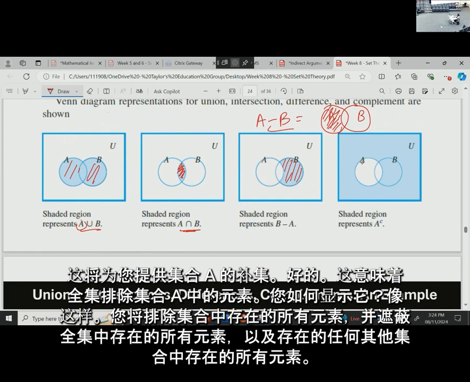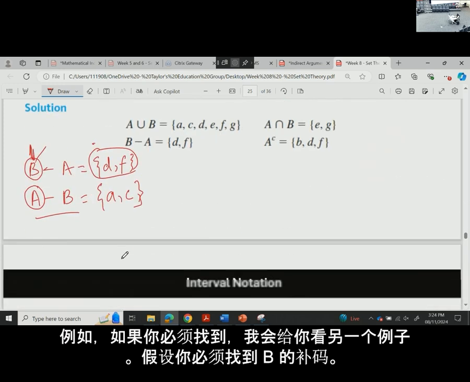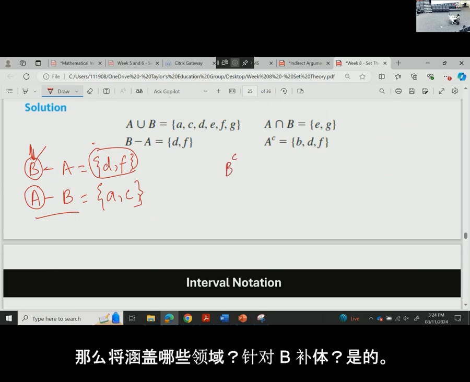Like this. You will exclude all the elements that are present in the set and shade all the elements that are present in the universal set in any other set that is present. For example, I will show you another example. Let's say you have to find B complement. So which area will be covered for B complement?